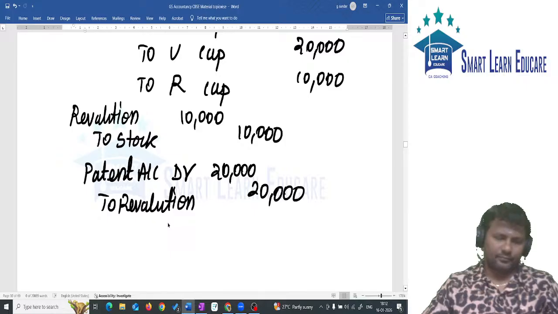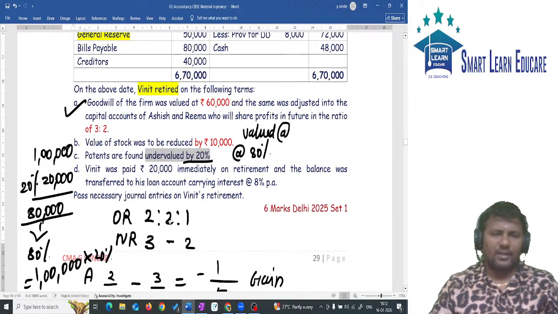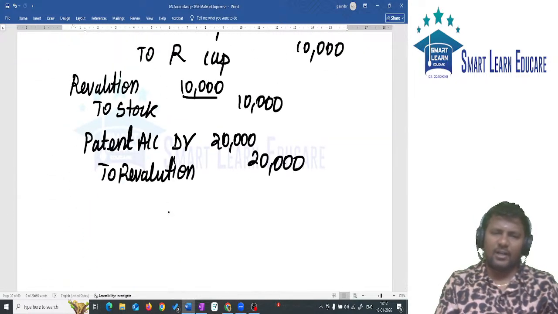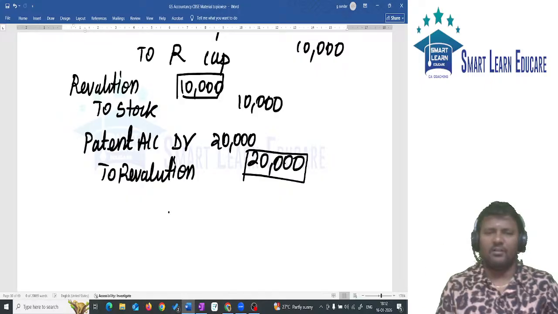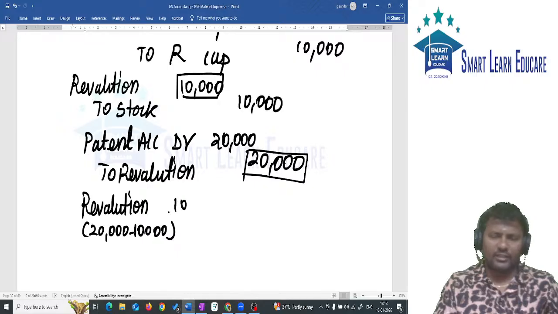Next. So patent also over. Now revaluation profit or loss we will find out. In the first entry there is a debit of revaluation, and in the next entry we have a credit in revaluation. Net we have credit. It means revaluation profit. What is the entry for transferring revaluation profit? It is the revaluation account debit. 20,000 minus 10,000 net, it is 10,000.